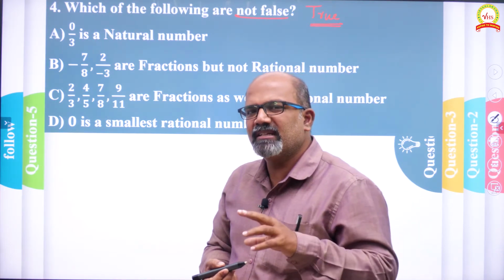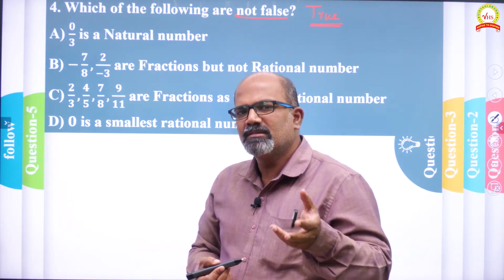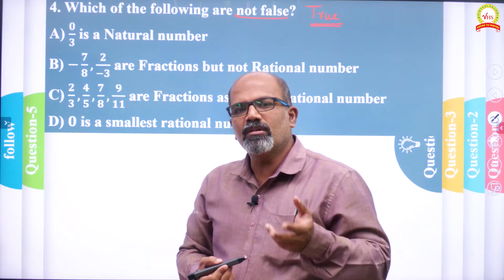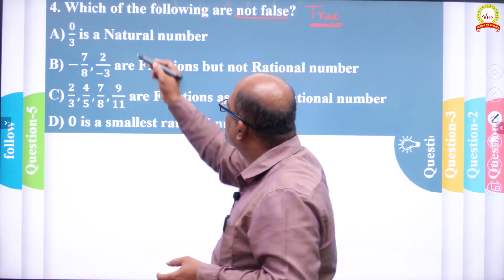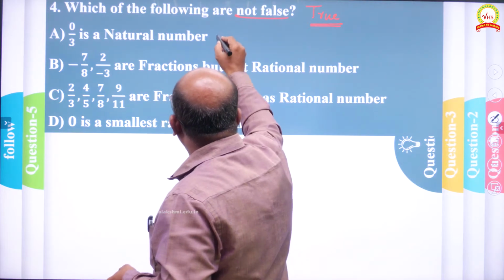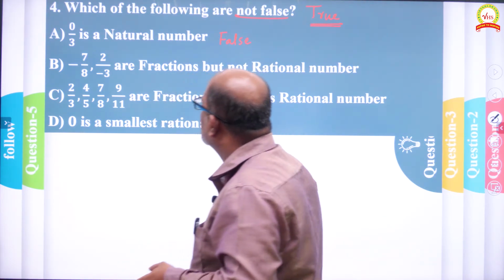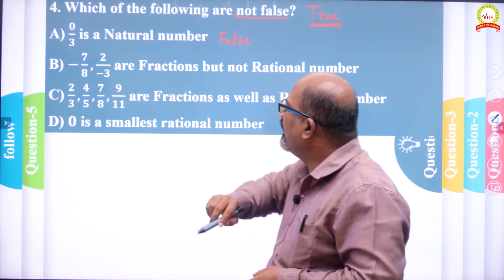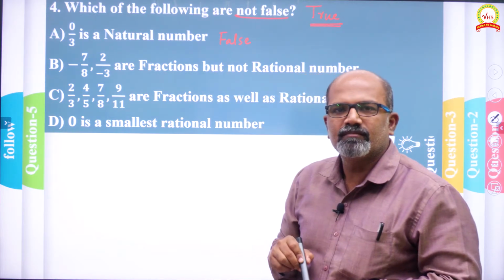See, 0 by 3 is 0, and 0 is not a natural number, I tell you. 0 comes under whole numbers. So definitely this statement is not true. This is false. Then next, minus 7 by 8, 2 by minus 3 are fractions.